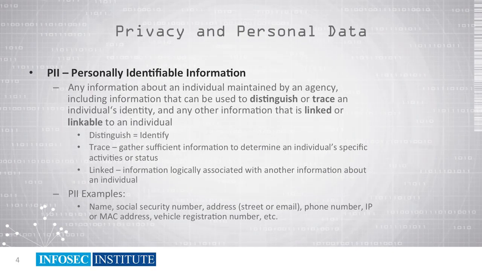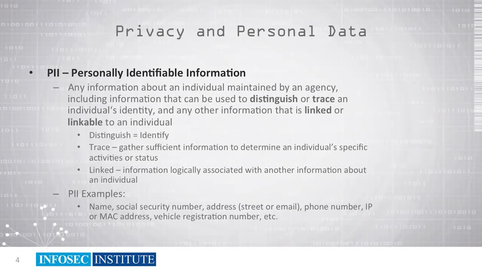Personally identifiable information, or PII, is any information about an individual that's maintained by a company, including information that can be used to distinguish or trace their identity or any information that is linked to them. So when we talk about distinguishing them, that could be their identity information, such as their phone number, their birthday, their social security number, or their name. When we talk about tracing them, we're referring to gathering enough information to determine their activities or status. And when we talk about linking, we're referring to taking information and logically associating it with an individual.